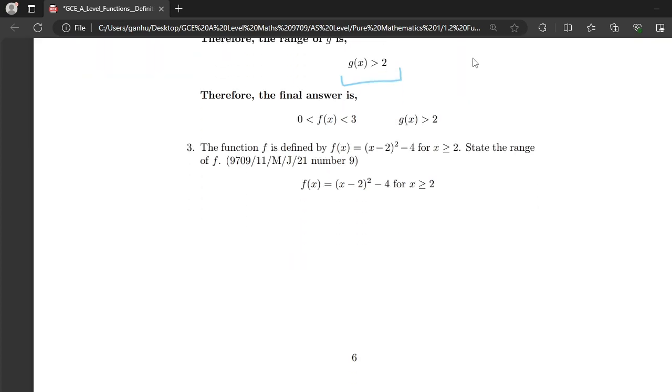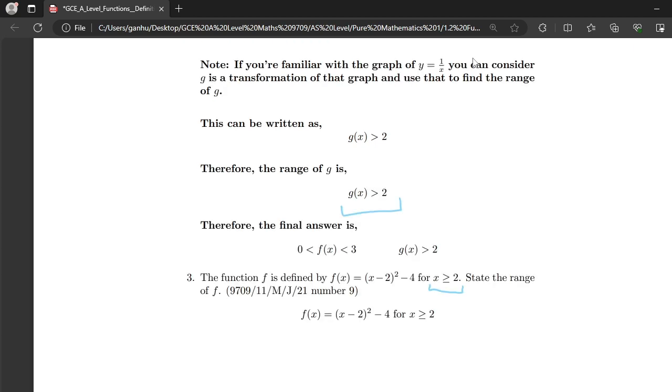Let's move on to number 3. The function f is defined by f of x is equal to x minus 2 squared minus 4 for x is greater than or equal to 2. x is greater than or equal to 2 is our domain. The question asks us to state the range of f. Again, we have to sketch the graph of f of x.